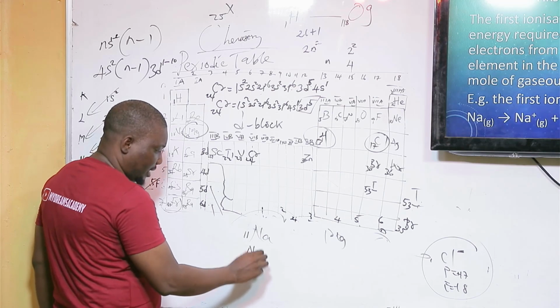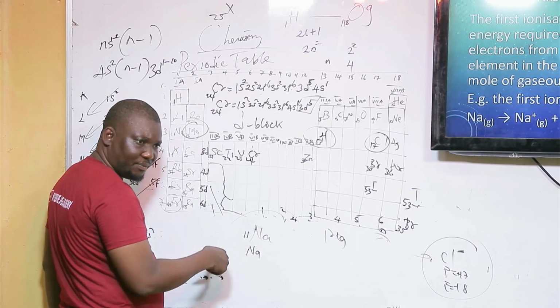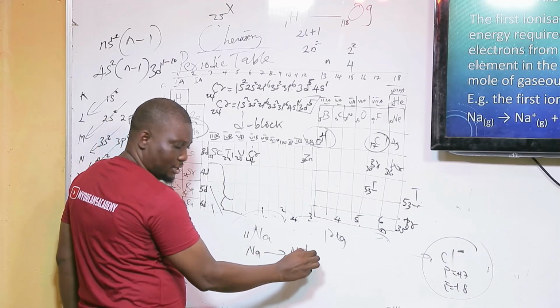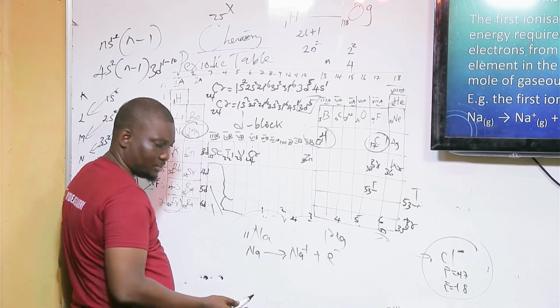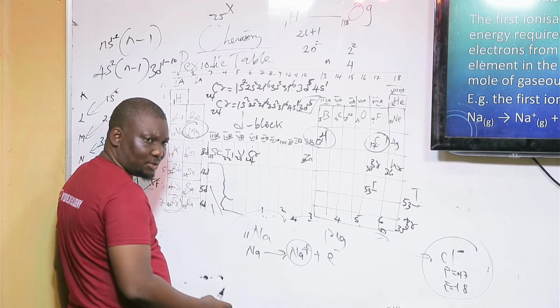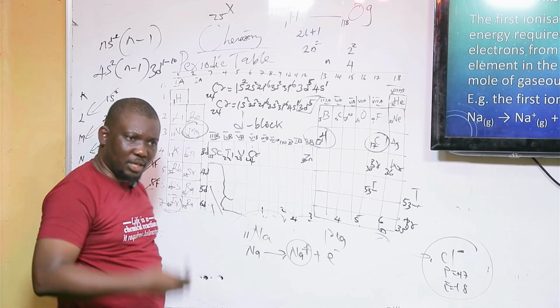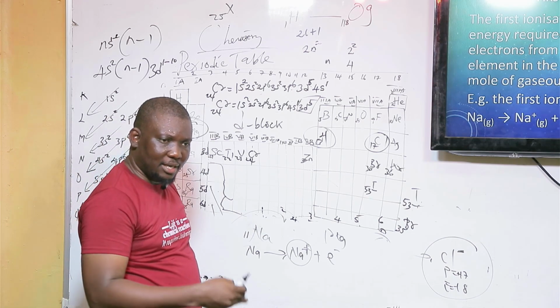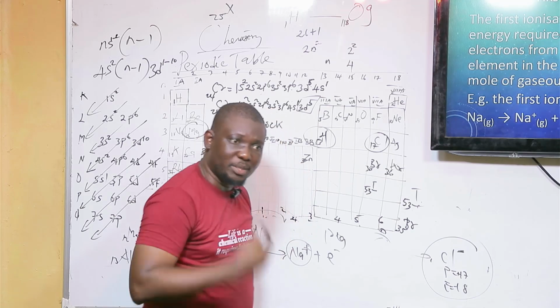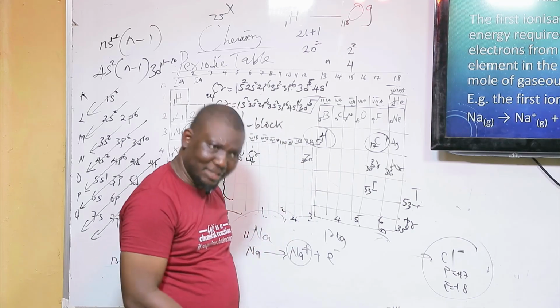So if you must remove an electron from sodium with 11 electrons, you're going to form Na+, isn't it? By removing one electron. That means this sodium ion is now stable, isn't it? They're removing 2 electrons. What are you trying to do? They are trying to destroy stability. Anytime stability is to be destroyed, the energy to destroy stability will always be higher. Are you with me now?